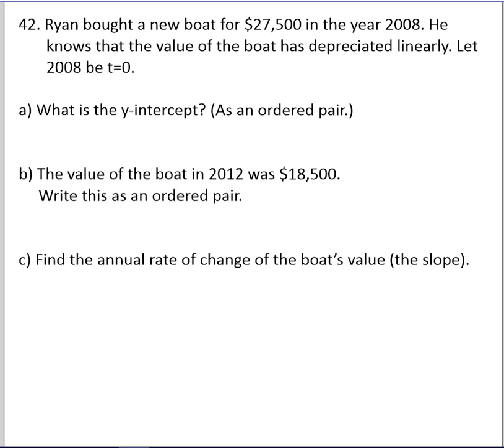Let's look at slope now in terms of our depreciation for our boat. Ryan bought a new boat for $27,500 in the year 2008. He knows that the value of the boat has depreciated linearly, and so we're using our x value as time. x equals 0, so 2008 is new. That means 0 years have passed. So brand new, or when 0 years have passed, the boat costs $27,500. So that's our ordered pair for the y-intercept. It's brand new.